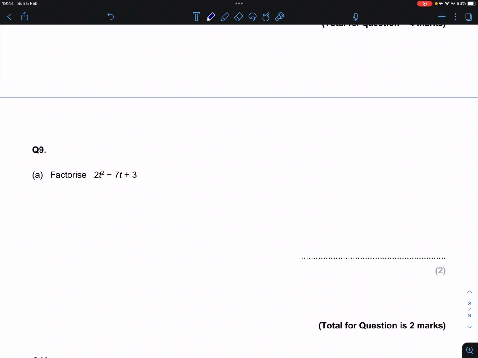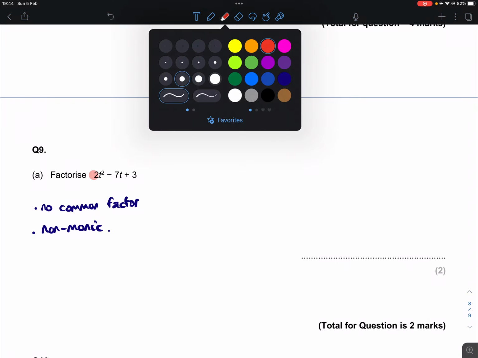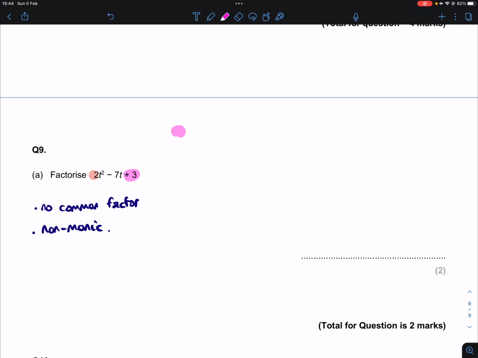Question 9. Factorize 2t squared minus 7t plus 3. So there's no common factor to this one, first of all. And by definition of the number in front of the t squared, it's non-monic. So there's more than one way of doing this. I'm going to go with the AC method, which starts with multiplying a and c together.